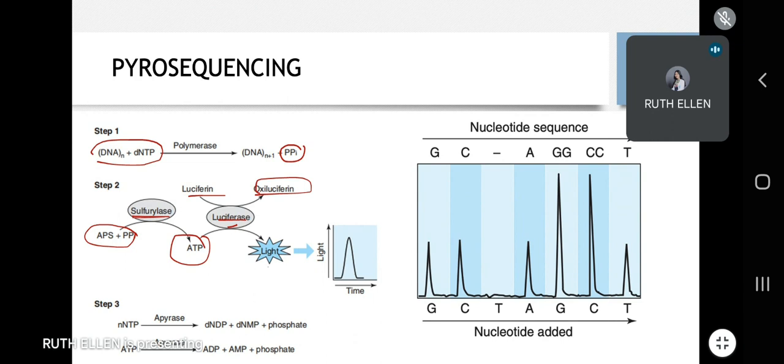Okay, kapag nag-act yung enzyme luciferase, makakapag-produce tayo ng light. Kasi meron tayong energy in the form of ATP. Okay? So, ang dinedetect natin is the formation or the generation of light. Okay? So, the dNTPs are added one at a time using a flow cell. Okay? At tinitignan natin yung light peaks. Okay? So, kung merong na-produce na peak, ibig sabihin present yung nucleotide na pinasok natin sa flow cell. Okay?